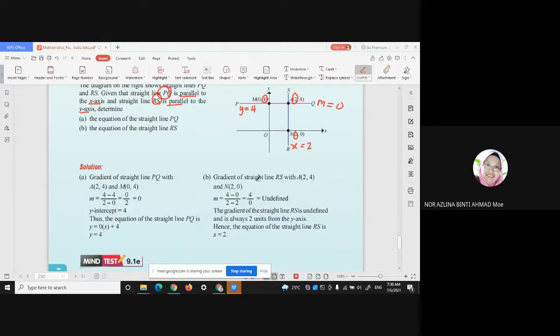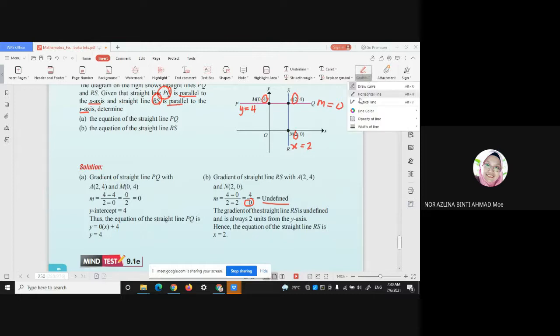For B, the gradient of straight line RS, with points A and N: m equal to 4 minus 0 over 2 minus 2. Class, when the denominator is 0, the answer will be undefined. So we cannot find the gradient for line RS. The gradient of the straight line RS is undefined and it is always 2 units from the y-axis. Hence, the equation of the straight line RS is x equal to 2.